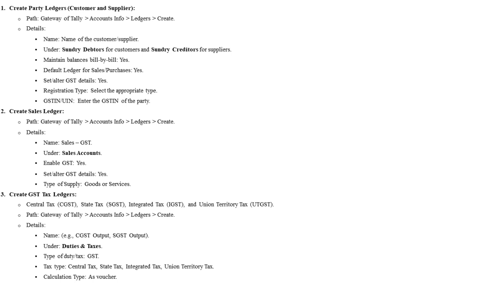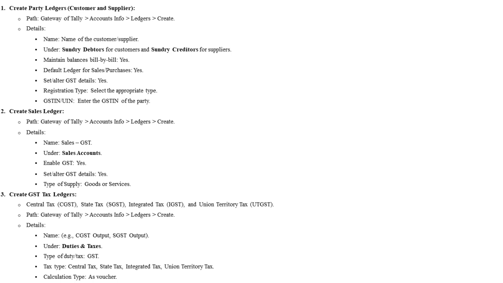2. Create sales ledger. Path: Gateway of Tally, Accounts Info, Ledgers, Create. Details: name, Sales GST. Under: Sales Accounts. Enable GST: yes. Set/alter GST details: yes. Type of supply: goods or services. 3. Create GST tax ledgers: central tax CGST, state tax SGST, integrated tax IGST, and union territory tax UTGST.